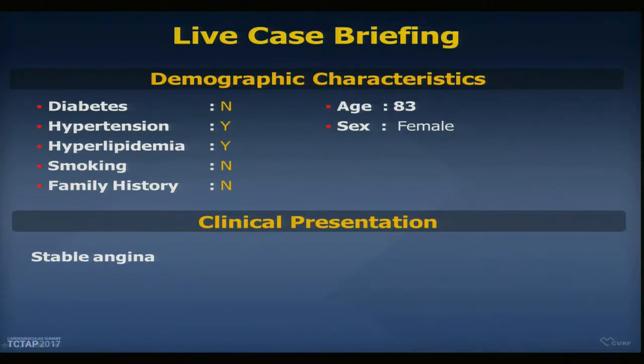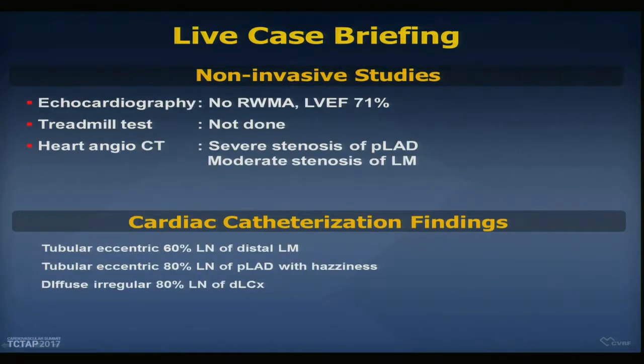On the demographic characteristics, her risk factors are hypertension and hyperlipidemia. Her current clinical presentation and diagnosis was stable angina. On the non-invasive study, the echocardiogram showed nothing specific, and a stress test was not done because she did not perform the exercise. On heart CT scan, severe stenosis of the proximal LAD was noted, and also moderate stenosis of the left main.